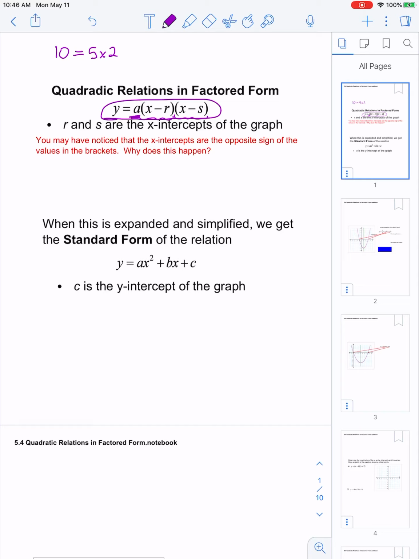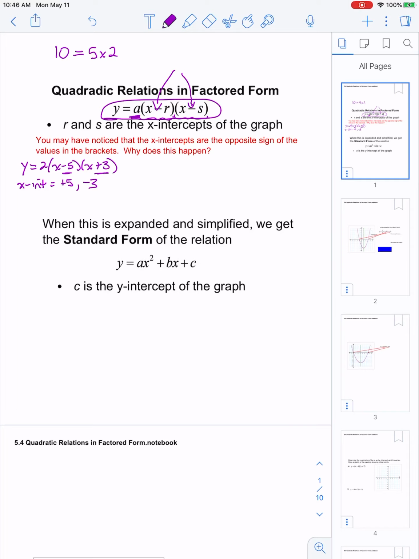For example, if the equation of the parabola was 2(x - 5)(x + 3), it doesn't turn out that the x-intercepts are -5 and +3. It actually turns out that the x-intercepts are +5 and -3. So they're the opposite sign of what you see inside the bracket. That's why in the general form we have negatives. It's x minus r and x minus s because we want the opposite. That minus just means opposite.